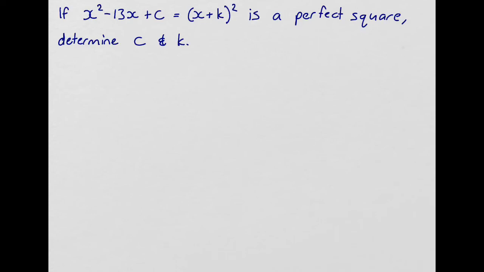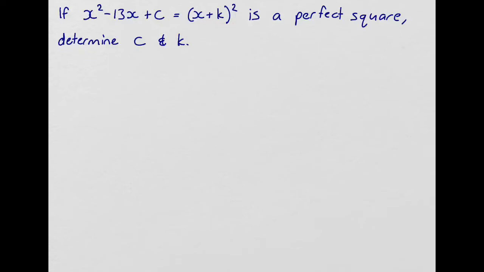Hi everyone. So the problem that you have in front of you is: if x squared minus 13x plus c is equal to (x plus k) all squared is a perfect square, determine the values of c and k. So essentially what they're saying is that this trinomial can factorize into a perfect square. In other words, it can look like the right-hand side, where we have a binomial squared bracket.